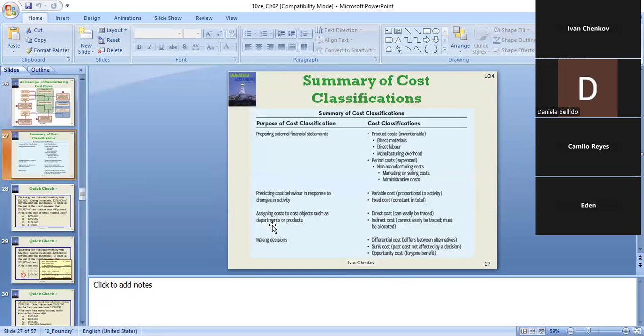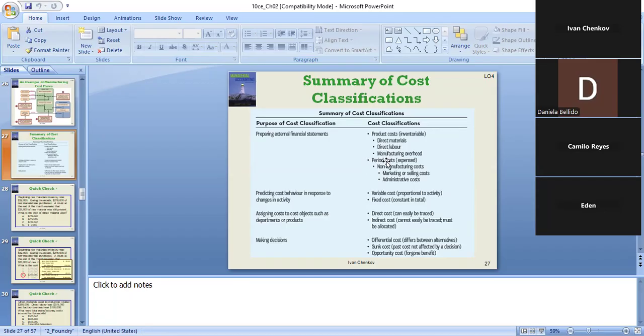So, quick cost summary. So far, we saw where the cost is reported. First, we saw that we have inventoriable cost, which is our product cost, which stays on the inventory accounts for the time being, which is direct material, direct labor, manufacturing overhead.